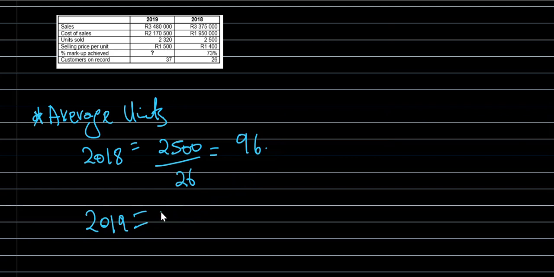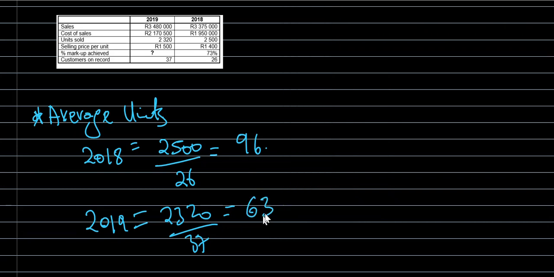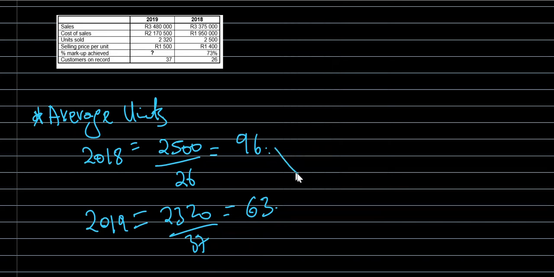Then let's go to 2019, right? In 2019 we have how many customers? Units sold 2320 divided by 37 customers. How much do we have there? 2320 divided by 37, right? Let's go. We have 63. So there's a slight difference there. If you take 96 from last year minus 63 this year, it's going to give us a 33 difference, right? So it dropped by 33.